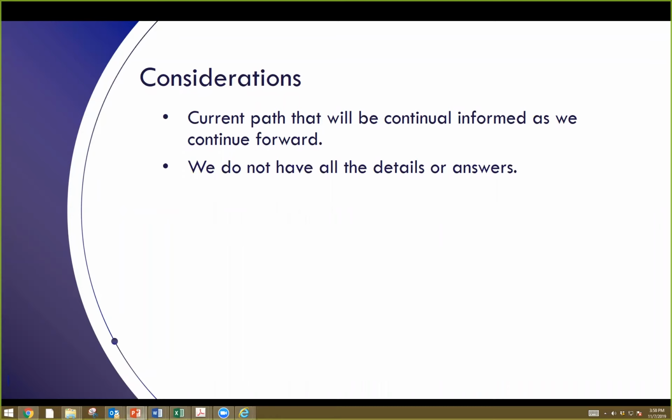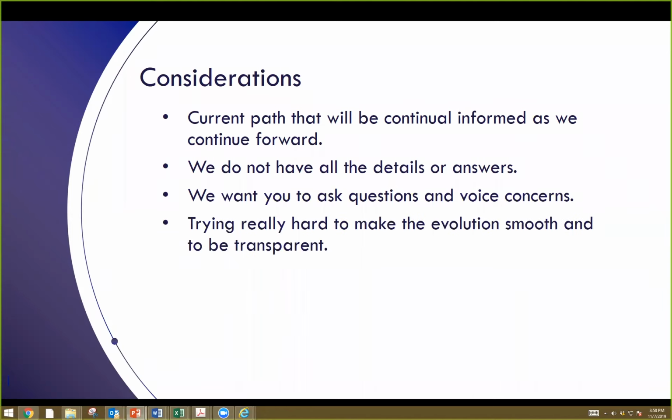We don't have all the details or the answers, but like I said before, I'll guarantee that Nebraska educators have a strong voice in making those decisions. We want you to ask questions and voice your concerns. If you have concerns about this, if you have questions about this, please let us know. This is the best time to ask those questions, because if you ask now, we can consider what the answer is and how we can move forward. We're going to try really hard to make this evolution into this adaptive through-year model as smooth and as transparent as we can as we continue to move forward.